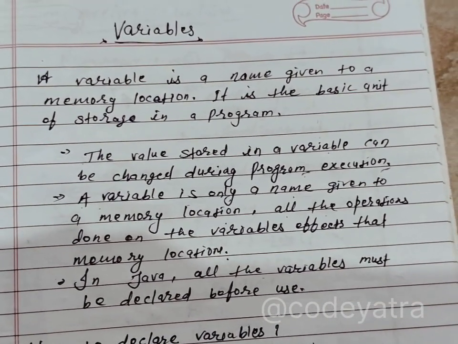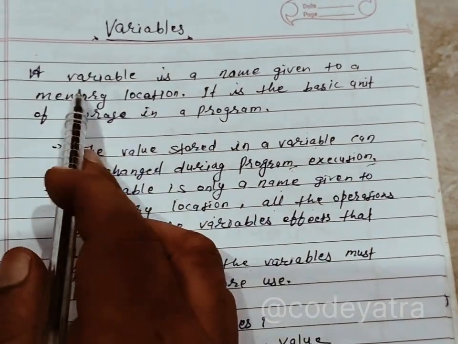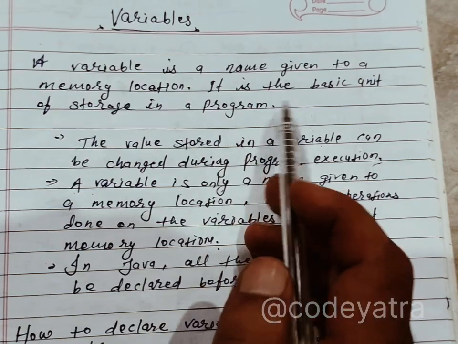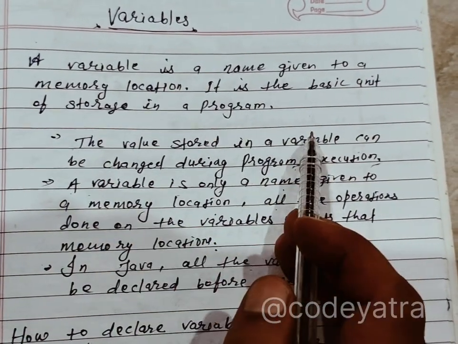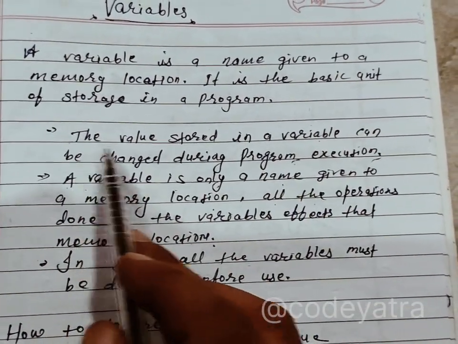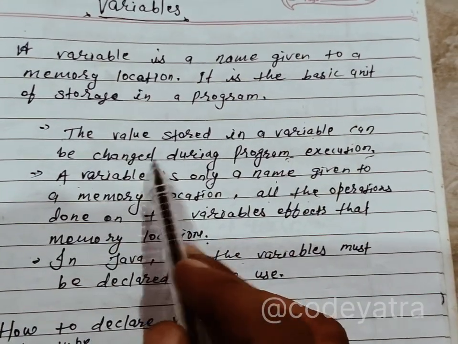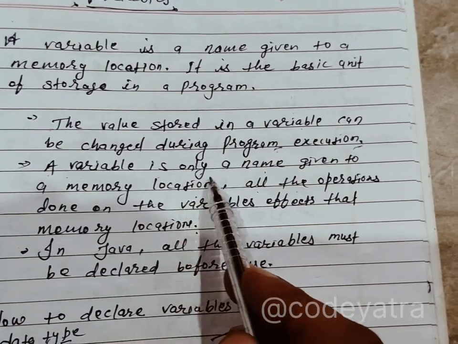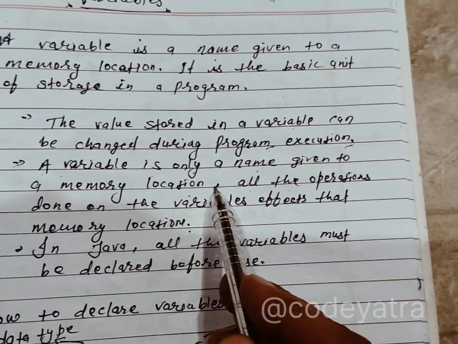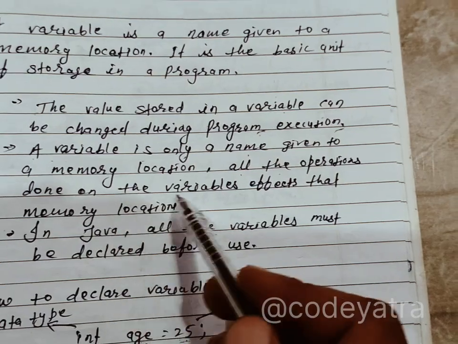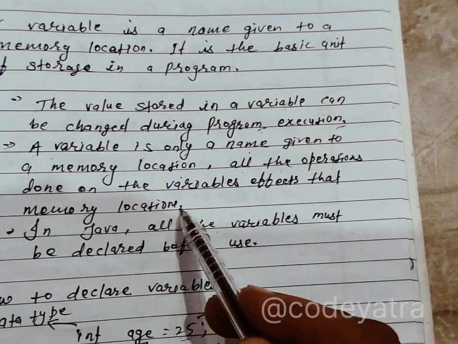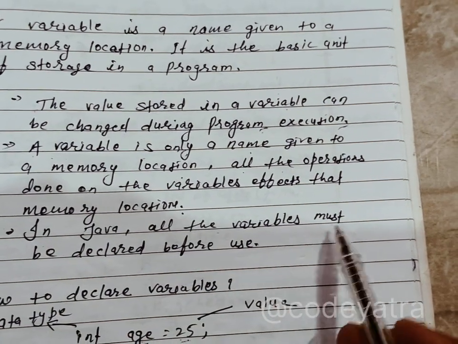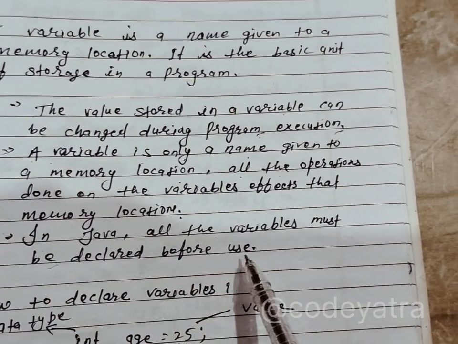Today we will learn what a variable is. A variable is a name given to a memory location. It is the basic unit of storage in a program. The value stored in a variable can be changed during program execution. A variable is only a name given to a memory location, and all the operations done on that variable affect that memory location. In Java, all variables must be declared before we use them.